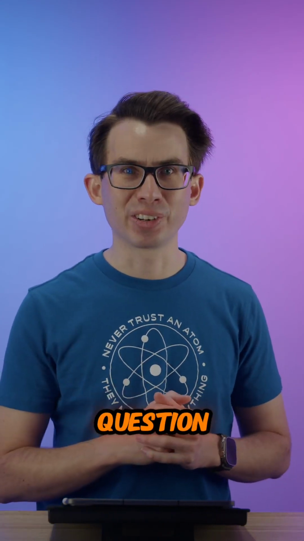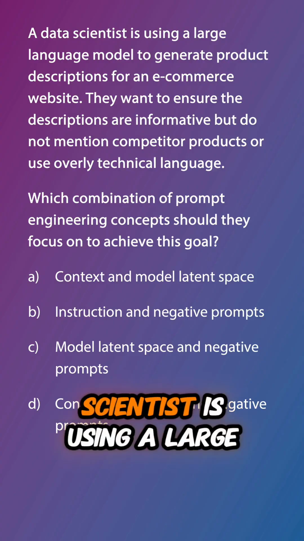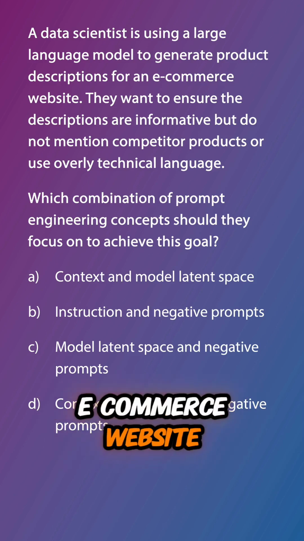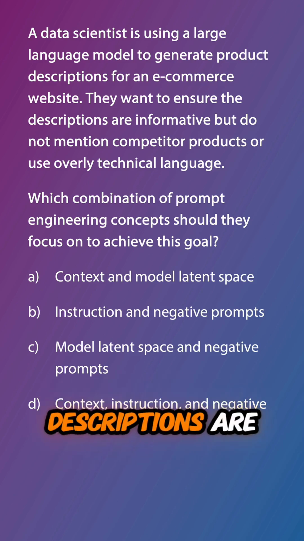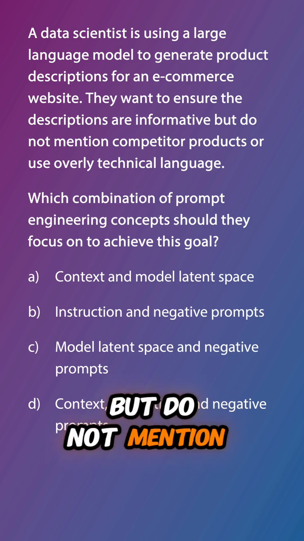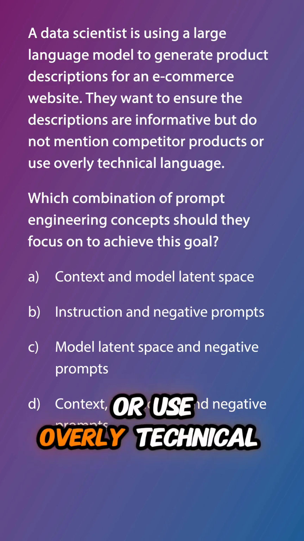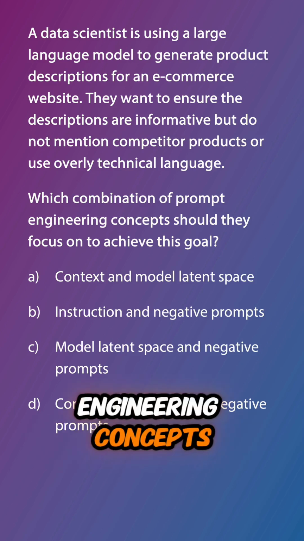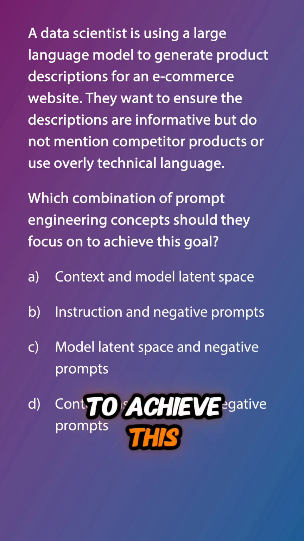Let's do a review question. A data scientist is using a large language model to generate product descriptions for an e-commerce website. They want to ensure the descriptions are informative but do not mention competitor products or use overly technical language. Which combination of prompt engineering concepts should they focus on to achieve this goal?